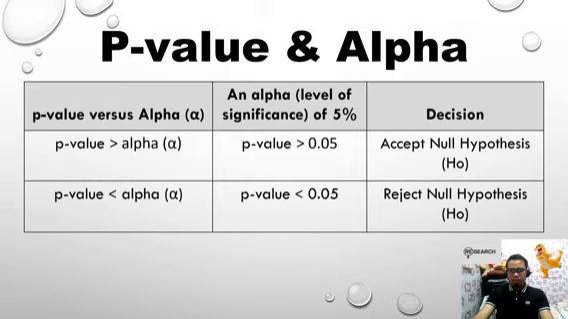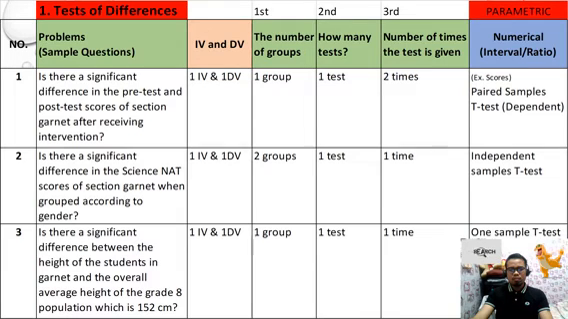Okay, so we'll be going back to this table as we use the statistics calculator, because this table will be very useful as we make decisions on whether to accept or reject the null hypothesis. So do not forget this discussion we had in our last third virtual session.